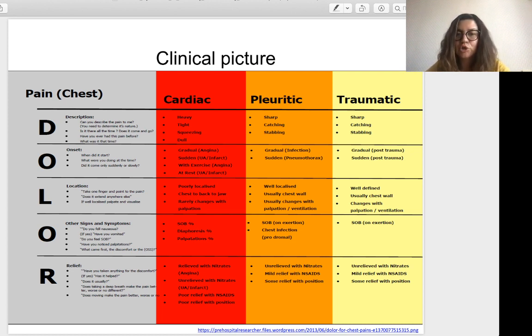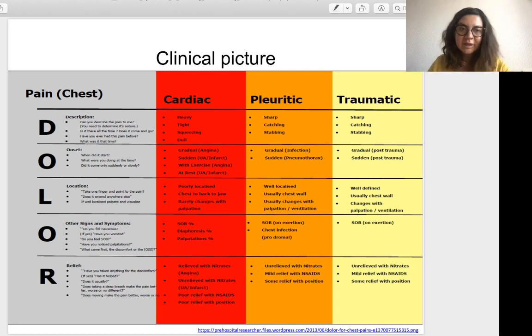I showed you this picture in a previous lecture about general cardiovascular investigation of the patient. It is the differential diagnosis of chest pain: how to differentiate cardiac from pleuritic from traumatic chest pain, by description, onset, location, other signs and symptoms, and relief. All these characteristics we include in the mnemonic. What is typical for cardiac pain? How to differentiate that it is angina and not another chest problem?